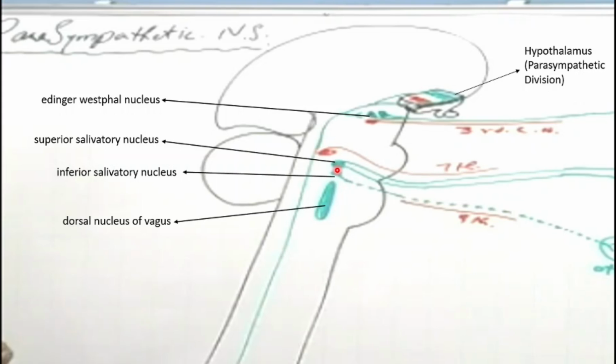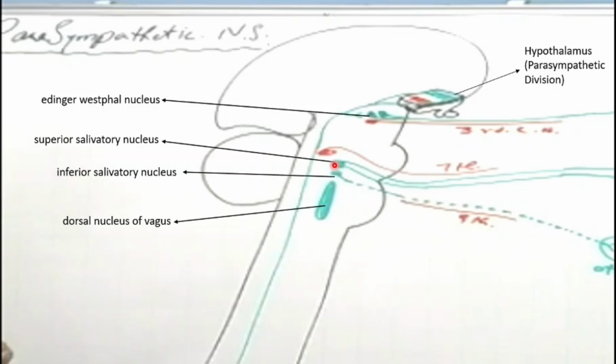So these four nucleus in the brainstem are activated by the parasympathetic division, and you know that a nucleus in the central nervous system is a cluster of many neuronal cell bodies. From these cell bodies of the neurons, their long axons come out, and the combination of many axons forms the nerve. As these nerves come out from the brain, we call them cranial nerves.